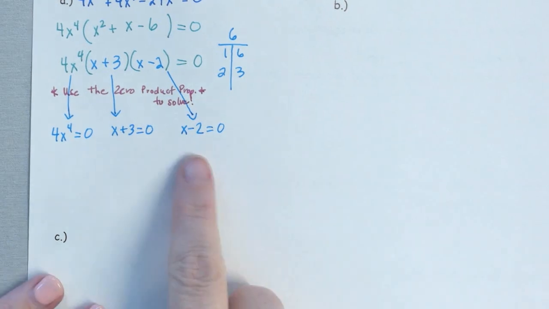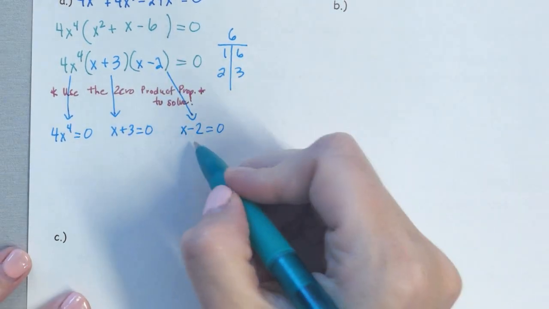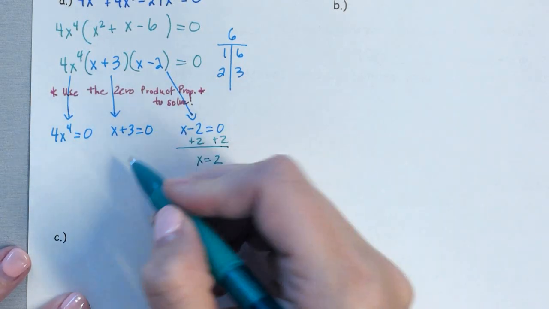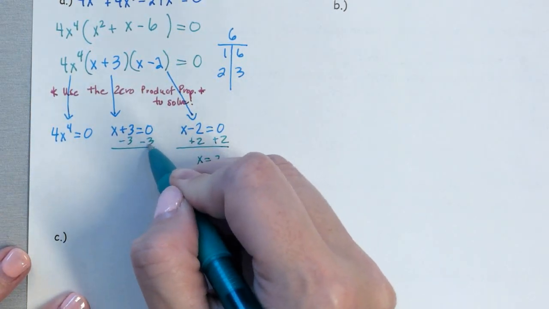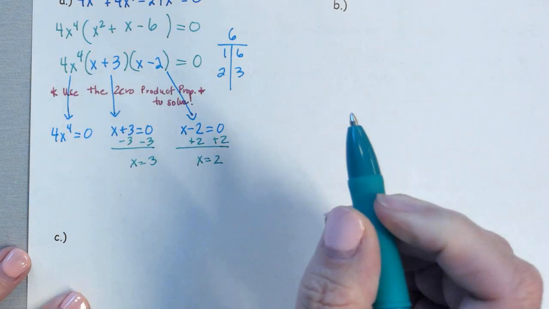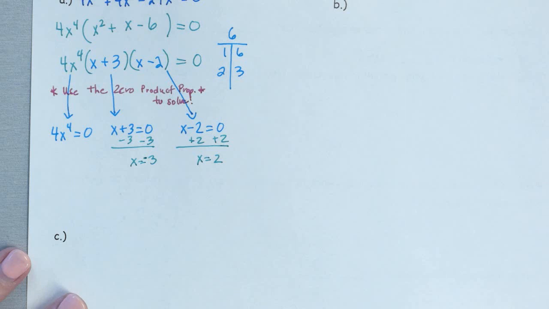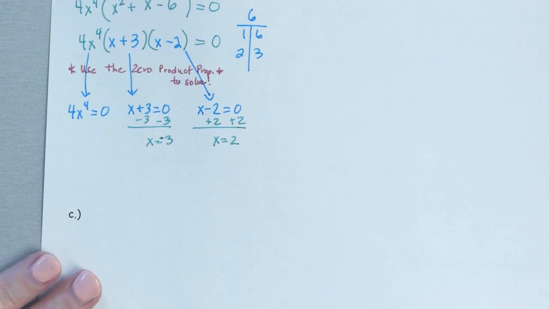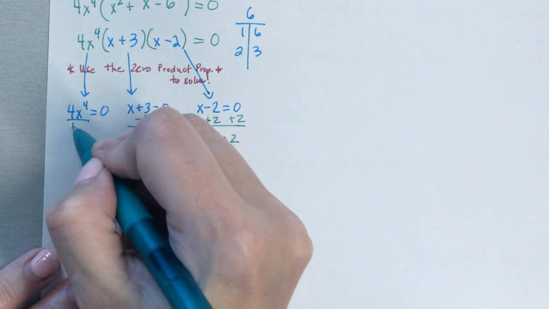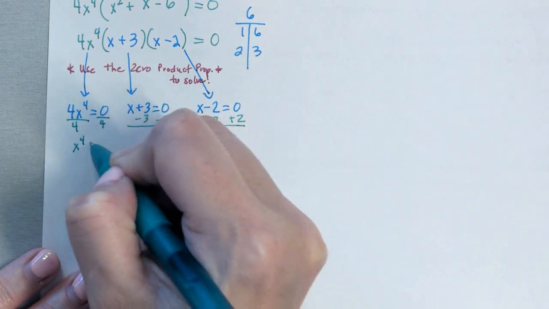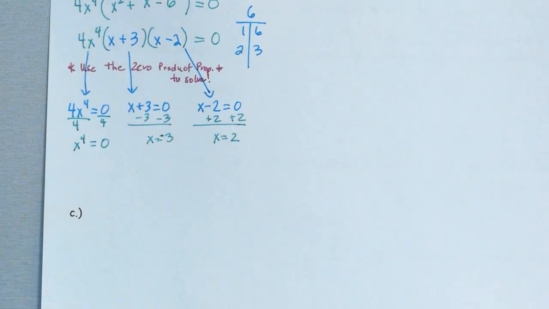Okay, now these few are pretty quick. Add 2, add 2. Subtract 3 from both sides. And then the last one, you would divide both sides by 4, and you have x to the 4th equals 0. Do you guys know how to undo the 4th power?